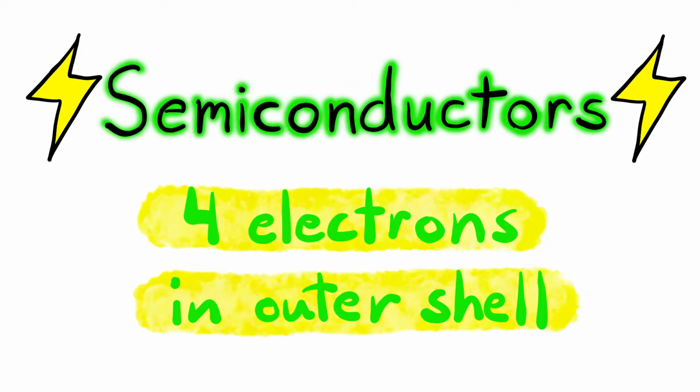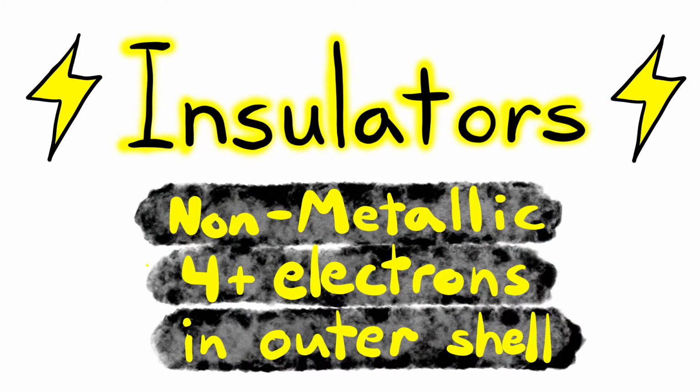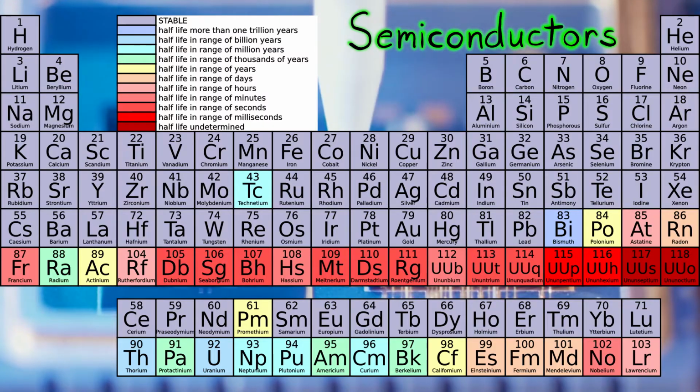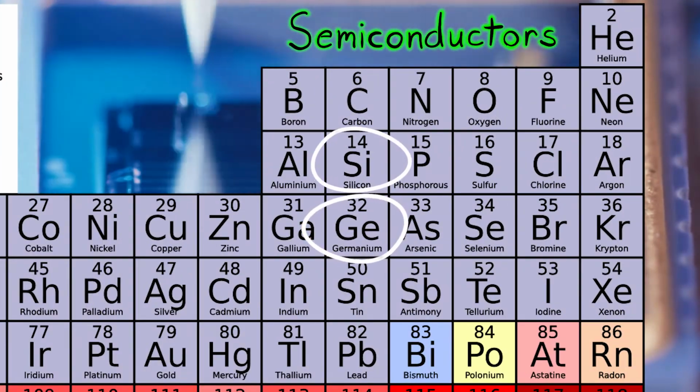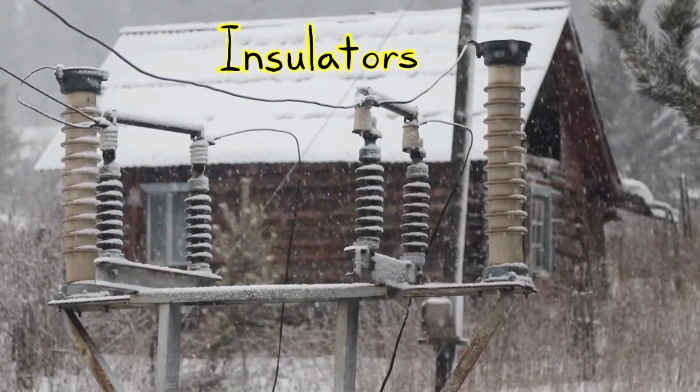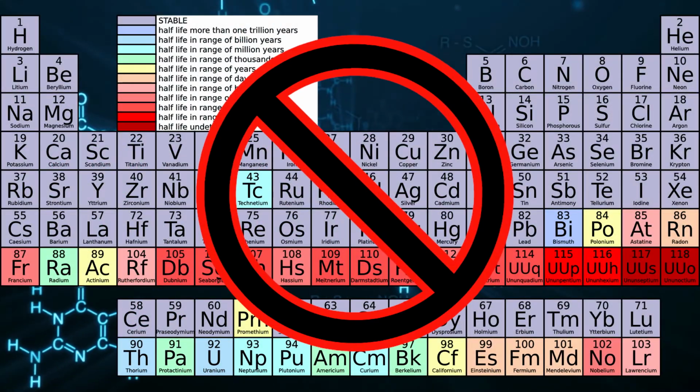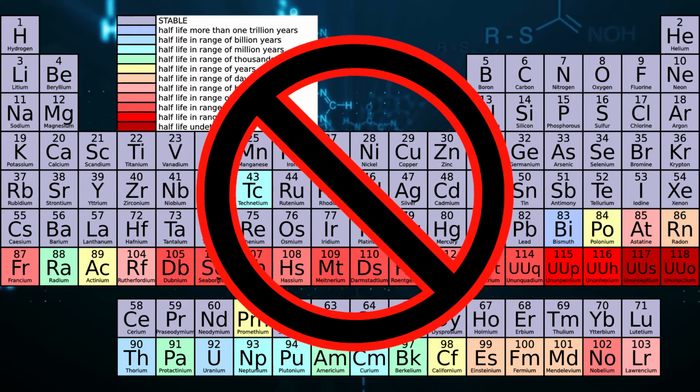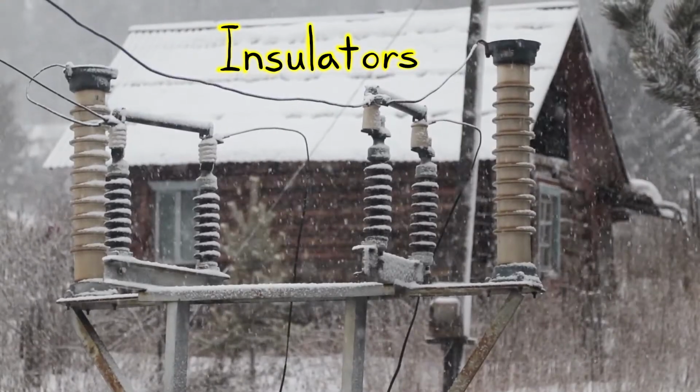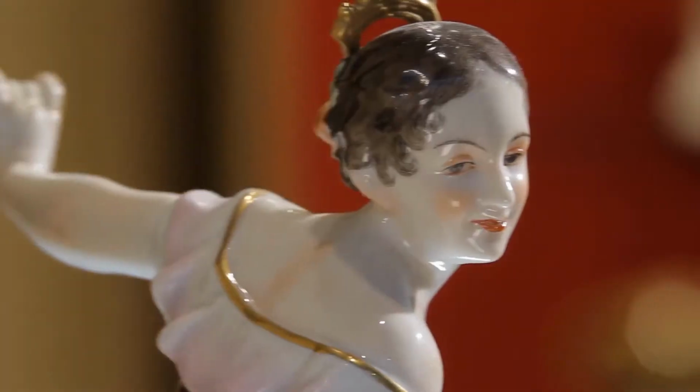Semiconductors, on the other hand, are marked by 4 electrons in their outer shell, and insulators are non-metallic and typically have greater than 4. Some of the most commonly used semiconductor materials are silicon and germanium. Most insulators in common use are chemical compounds, not elements, although any non-metallic element could be considered an insulator. Some examples include glass, ceramic, porcelain, and rubber.